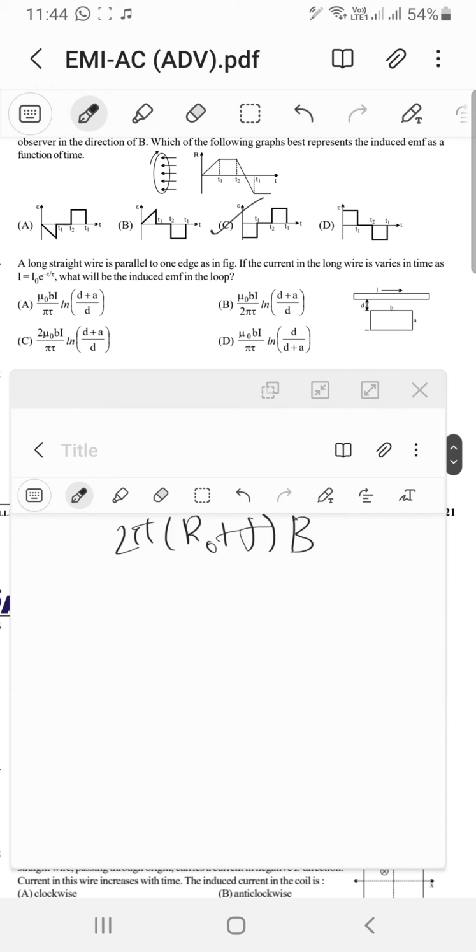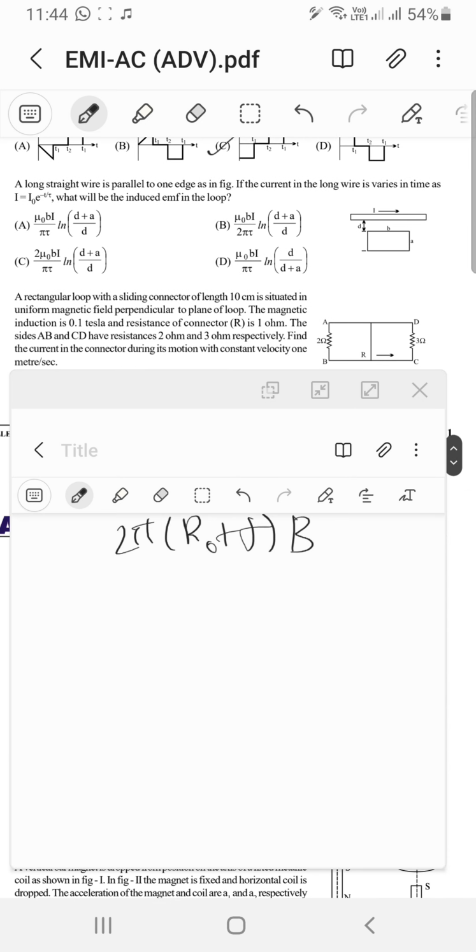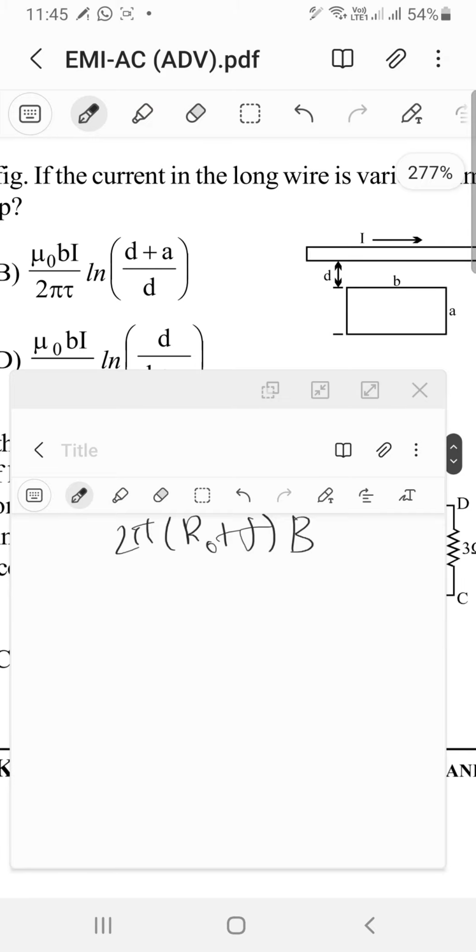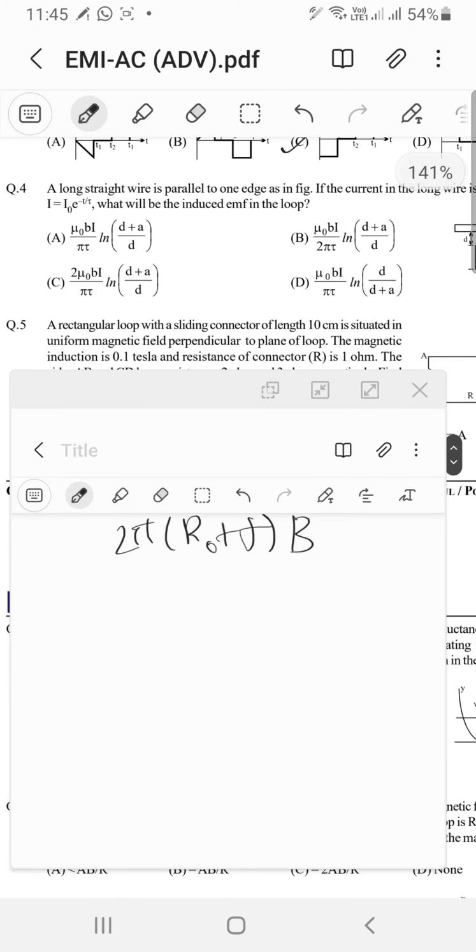Yeah. Next question. A long straight wire is parallel to one edge, as in the figure. Okay, if the current in the long wire varies in time as I equals I naught e power negative t upon tau, what will be the induced EMF in the loop? Current varies like this. This is going to be complicated, because once they have given us all these dimensions, we cannot make any assumptions, so we have to integrate and stuff.